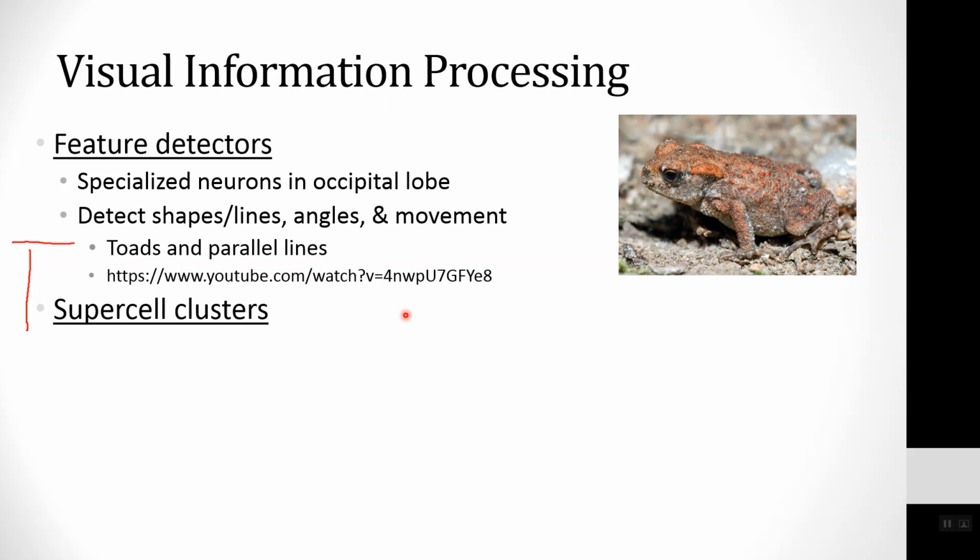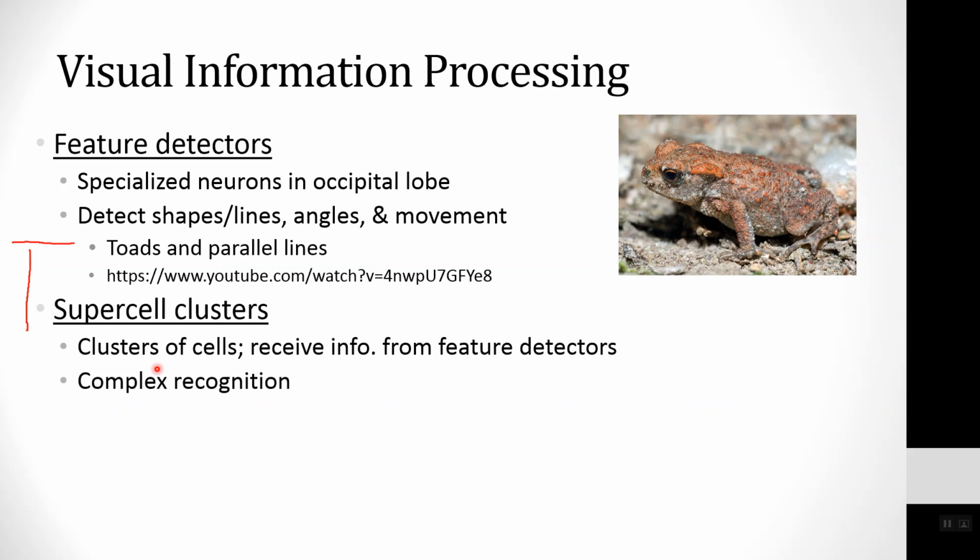Okay, so let's talk about something related. There are also things called supercell clusters. Okay, so these are a little tricky. They're similar to feature detectors. Feature detectors are more about detecting shapes, lines, angles, and movement, these features of things, this kind of angular piece of the frog, for instance. Supercell clusters are clusters of cells, as the name suggests, and they get information from these feature detectors. So they collect more information as well, but they're important in complex recognition.